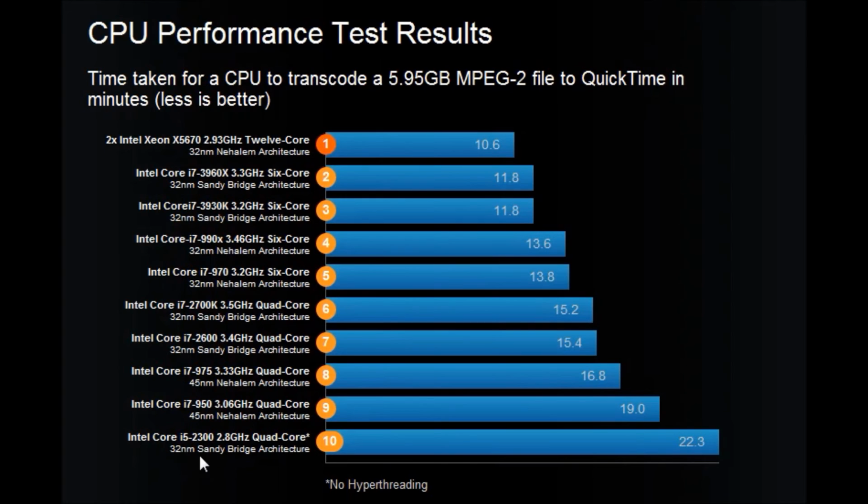You can see that as the architecture gets newer, as we go from Nehalem to Sandy Bridge, the size of the transistors goes down. This is because the smaller the transistor, the less power it consumes, and the more transistors I can fit in a given space, so the greater the processing power of that CPU.